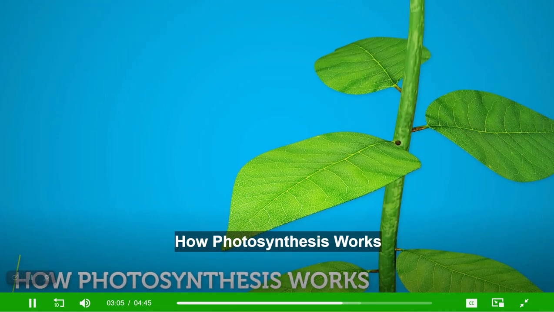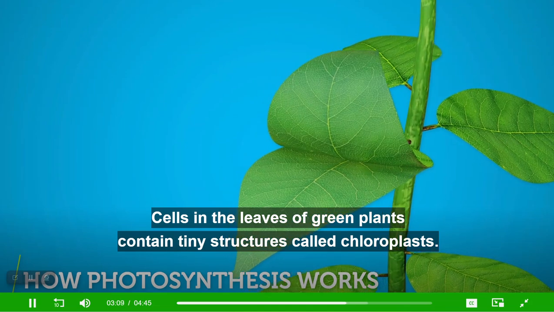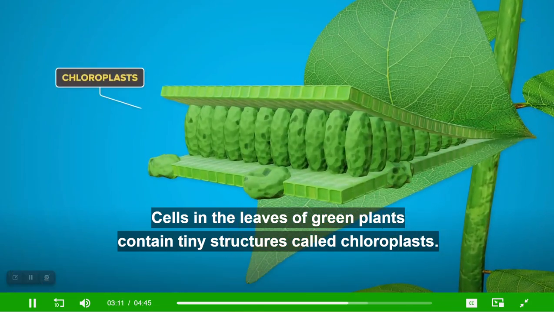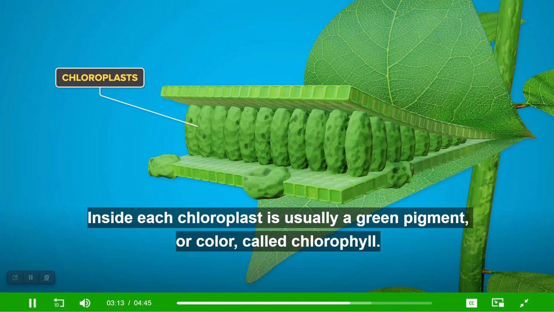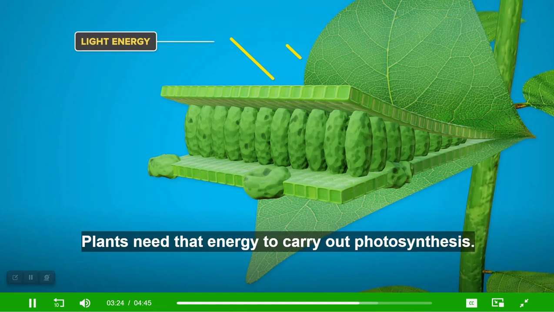How photosynthesis works. Cells in the leaves of green plants contain tiny structures called chloroplasts. Inside each chloroplast is usually a green pigment or color called chlorophyll. Chlorophyll and other pigments trap light energy. Plants need that energy to carry out photosynthesis.